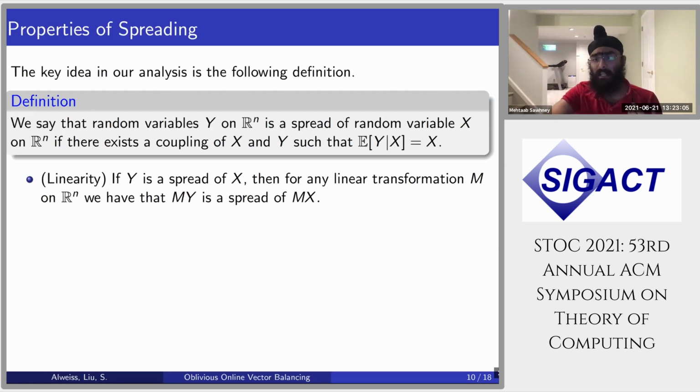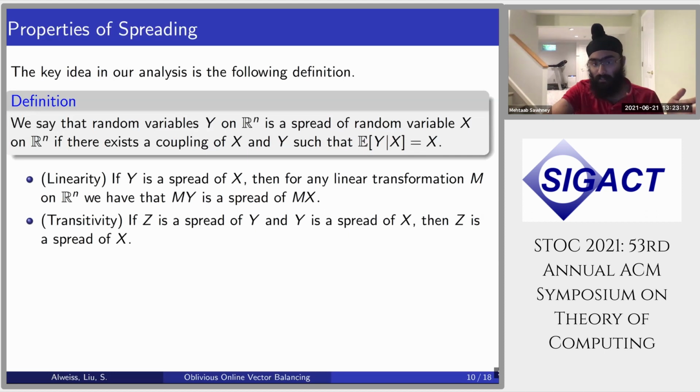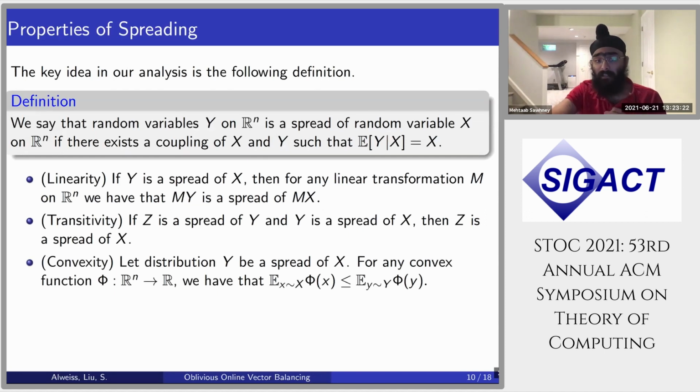So spreading satisfies some obvious properties. It's linear in the sense that if y is a spread of x, then for any fixed linear transformation M, My is the spread of Mx. It's transitive. If z is a spread of y and y is a spread of x, then z is the spread of x. It has certain convexity property. So suppose y is a spread of x, then for any convex function phi from R^n to R, you have the expectation of phi of x, where little x is sampled from capital X, is less than the expectation of phi of y, where y is sampled from big Y. So why is this true? This is just Jensen's inequality. You basically use the definition in Jensen. This is what falls out.